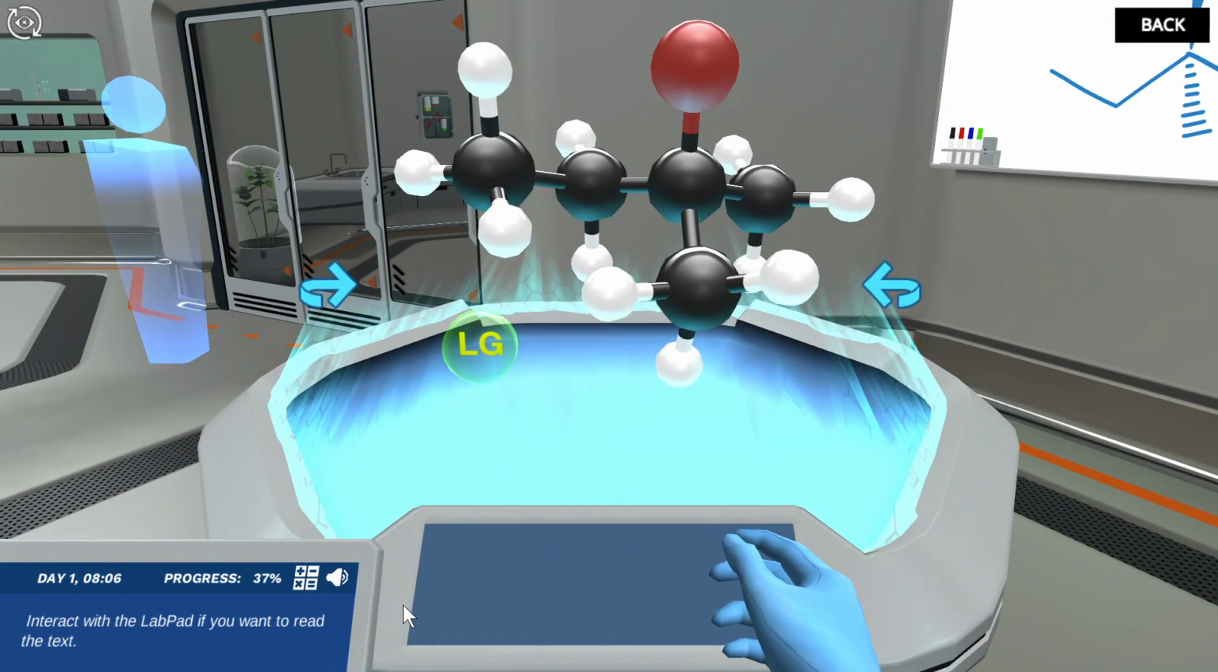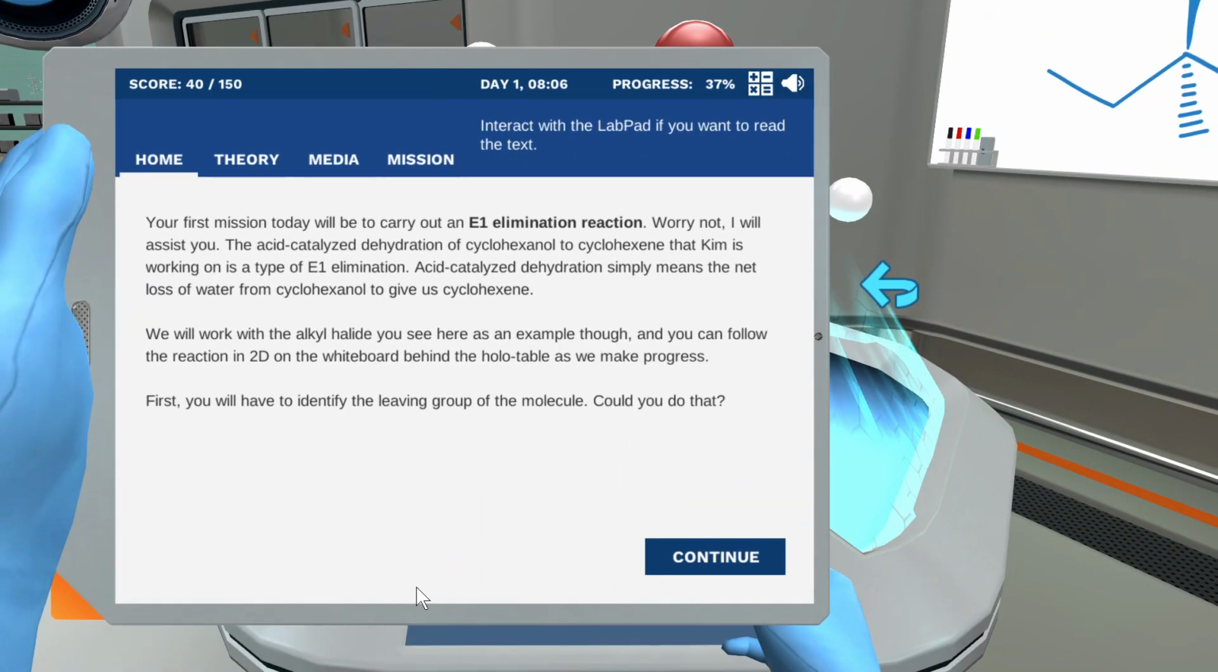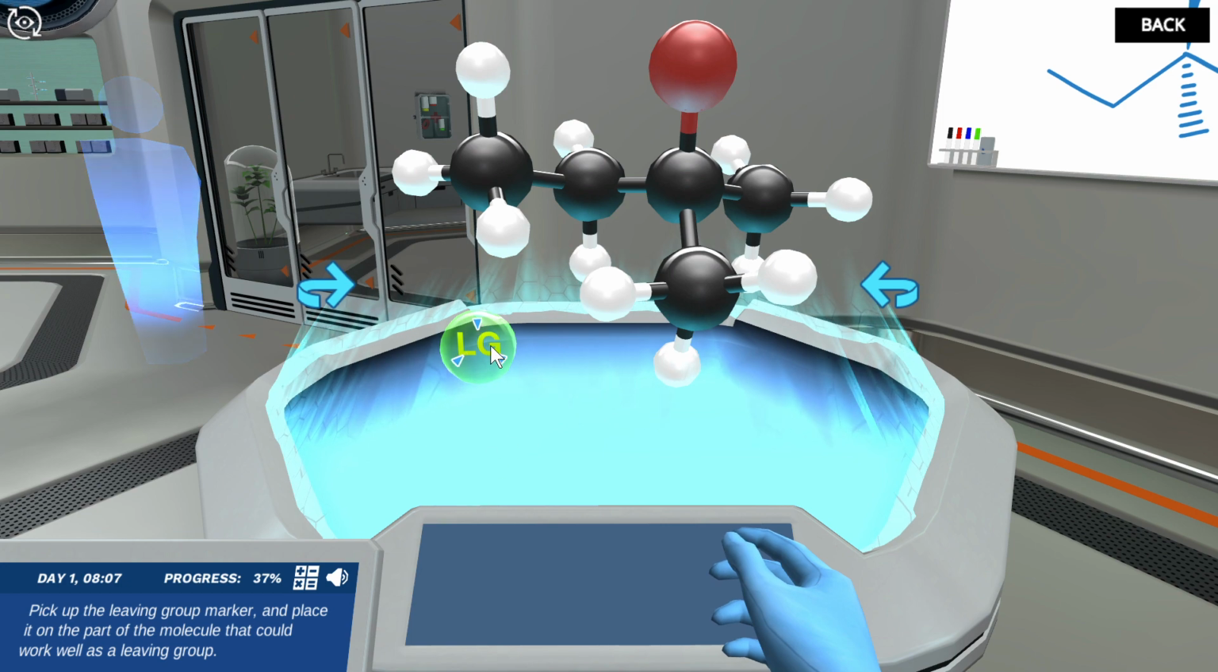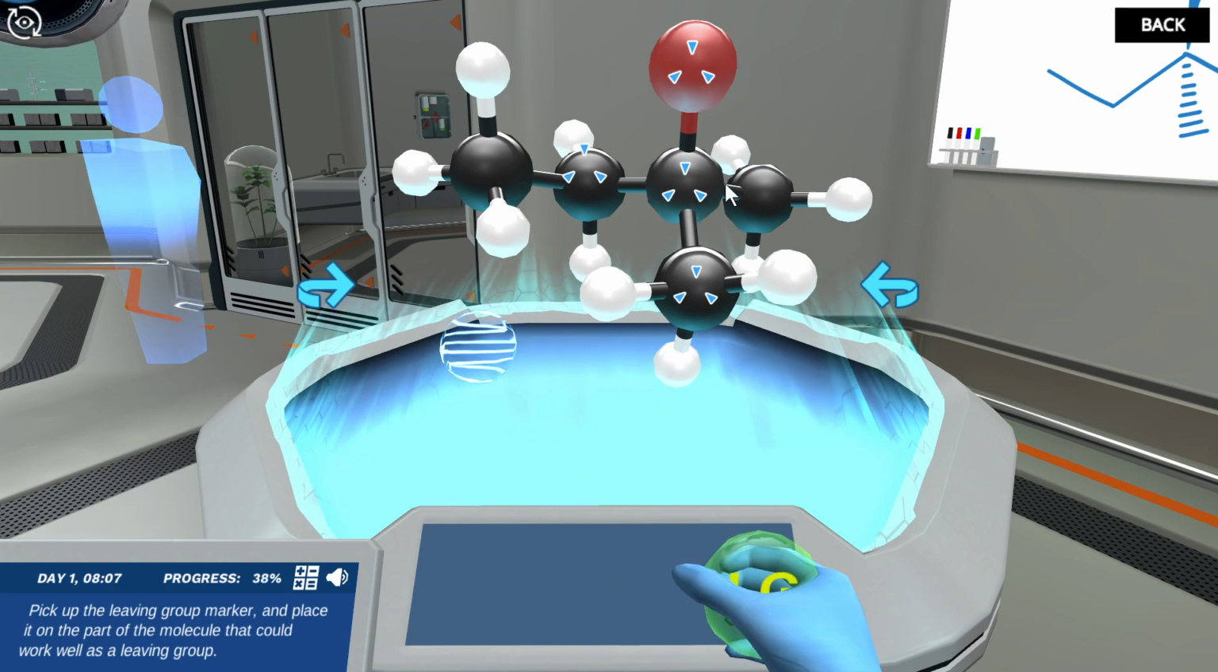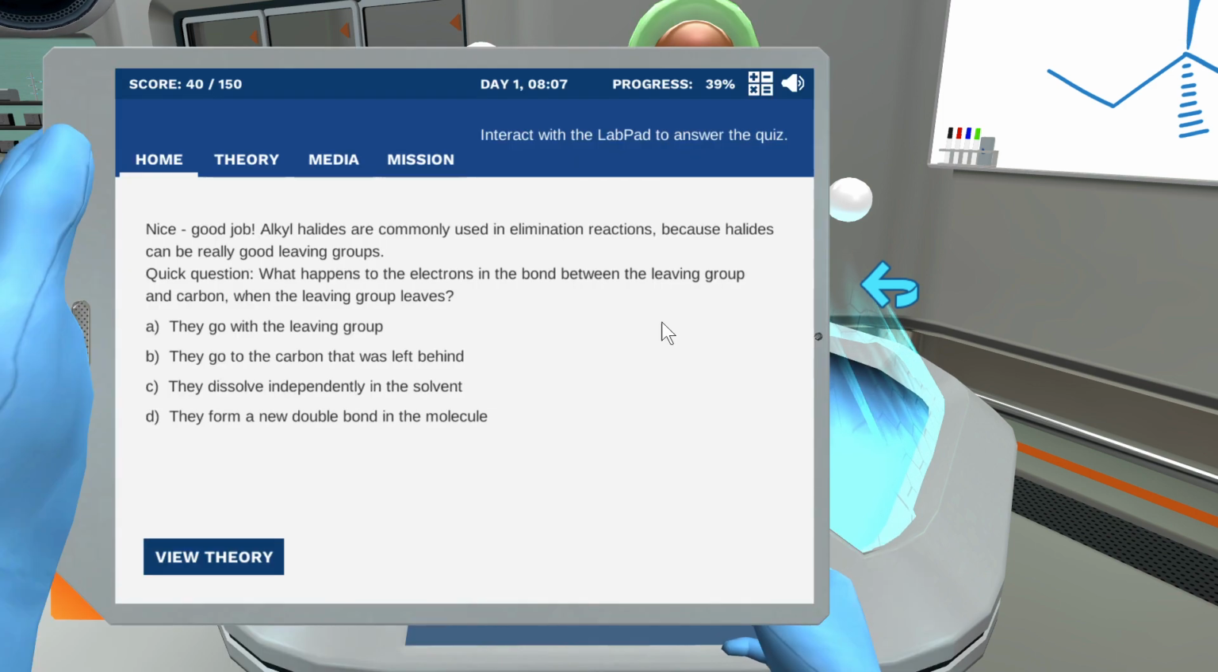Your first mission today will be to carry out an E1 elimination reaction. Worry not, I will assist you. The acid-catalyzed dehydration of cyclohexanol to cyclohexene that Kim is working on is a type of E1 elimination. Acid-catalyzed dehydration simply means the net loss of water from cyclohexanol. Pick up the leaving group marker, and place it on the part of the molecule that could work well as a leaving group. Nice, good job.